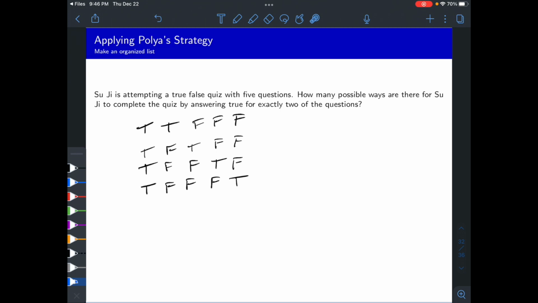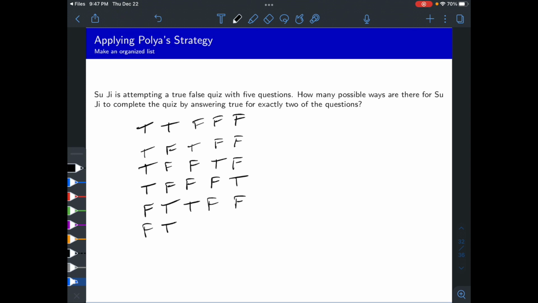Well, at this point, we have run out of possibilities where the first option is true. So let's stop writing down examples where that first answer is true. Let's just switch to making that one false. So that one's false. Let's make the second one true. So no matter what I write here, this is not going to be repeated in the above list because that first answer is false, which is different from everything else. So let's make the third answer true, and then false, false.